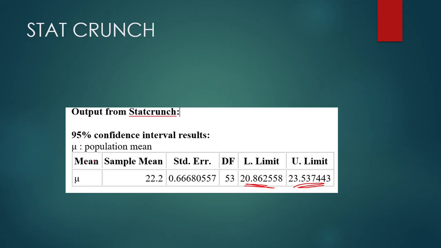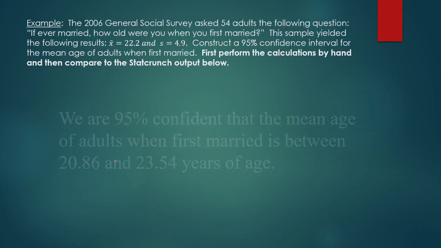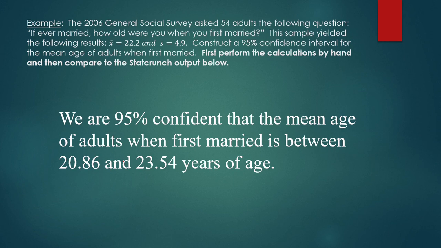Here's our StatCrunch output, and now our conclusion is we are 95% confident that the mean age of adults when first married is between 20.86 and 23.54 years of age.